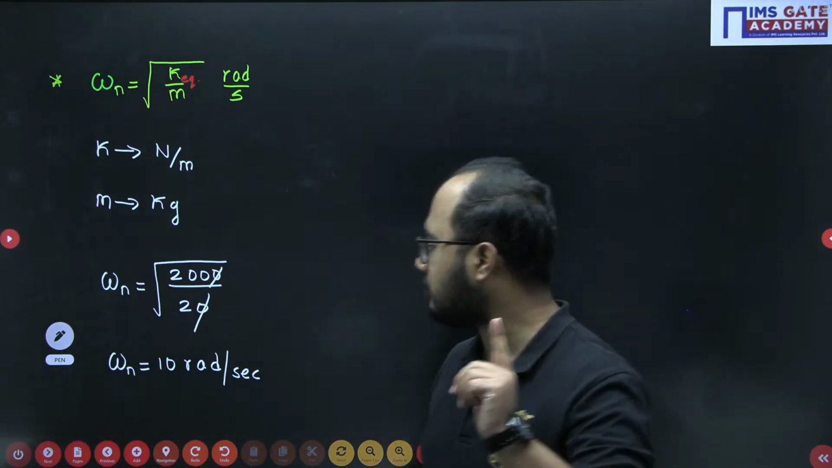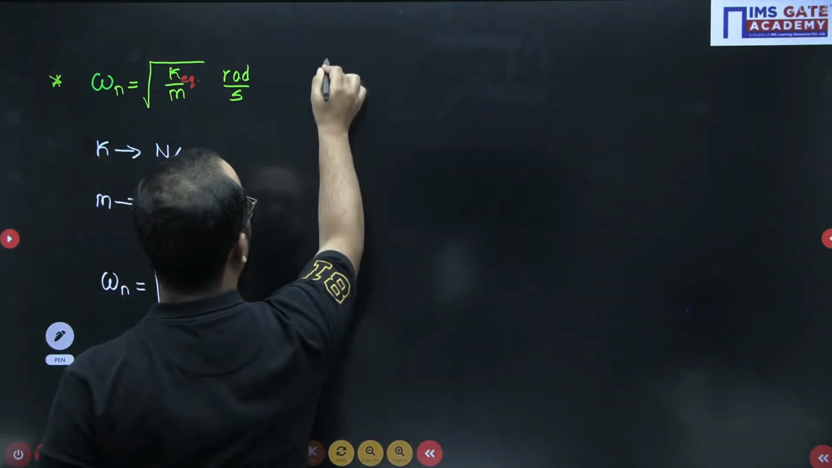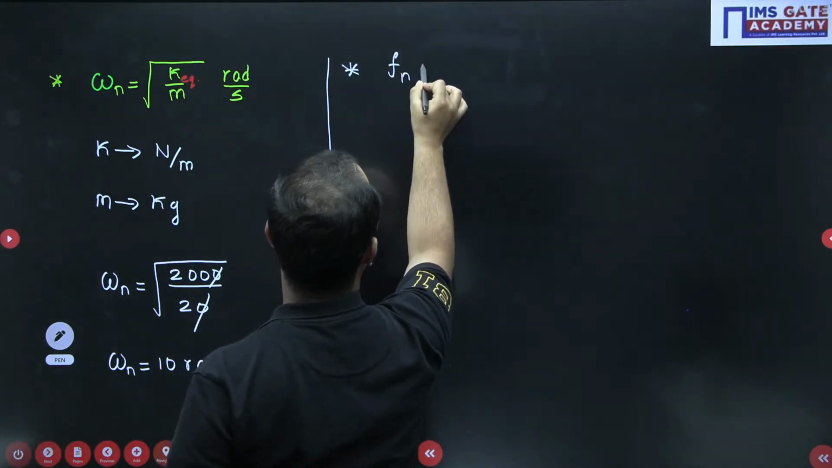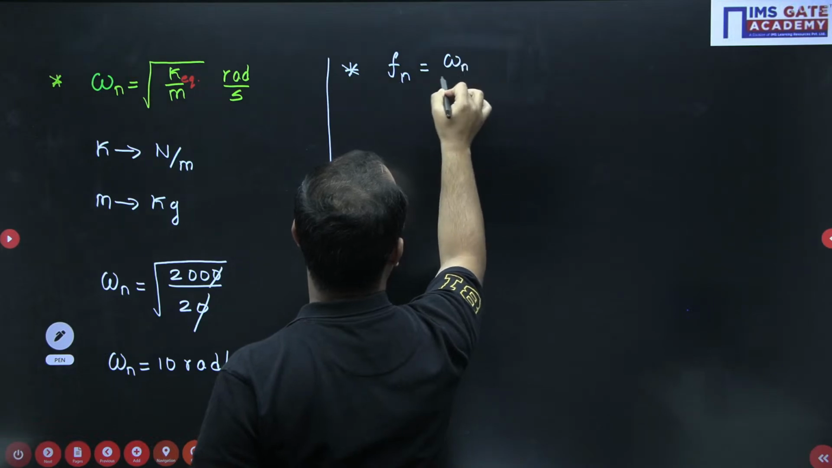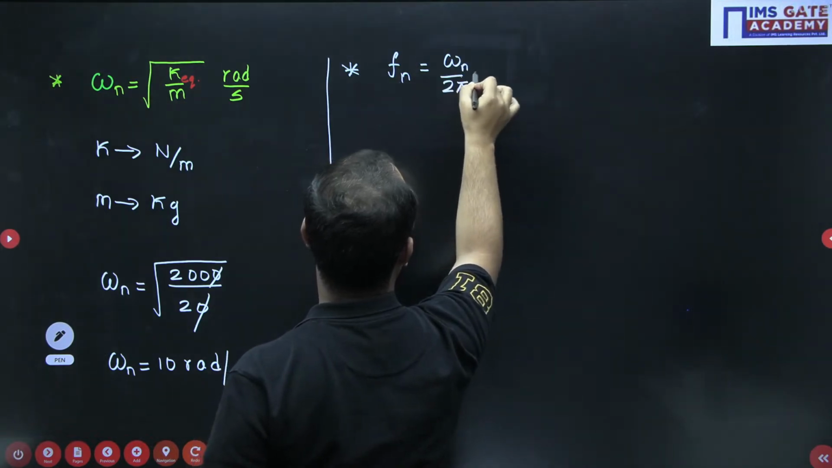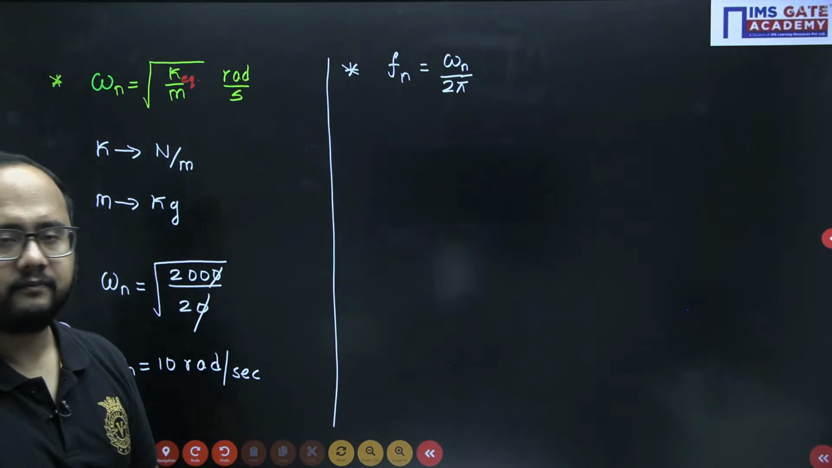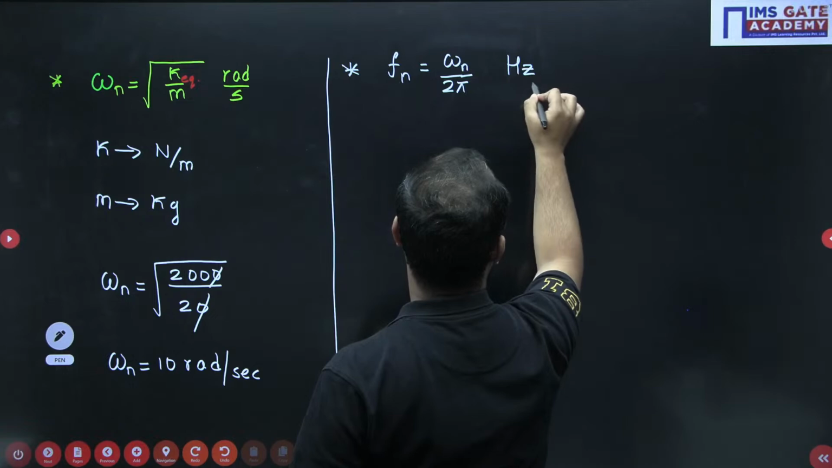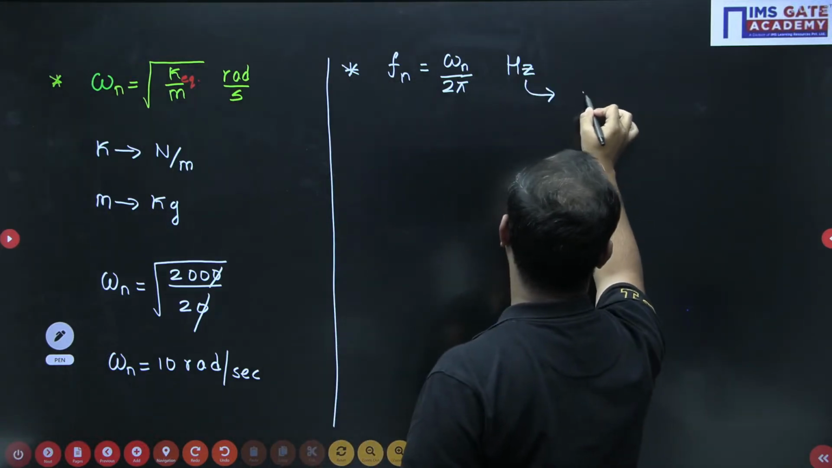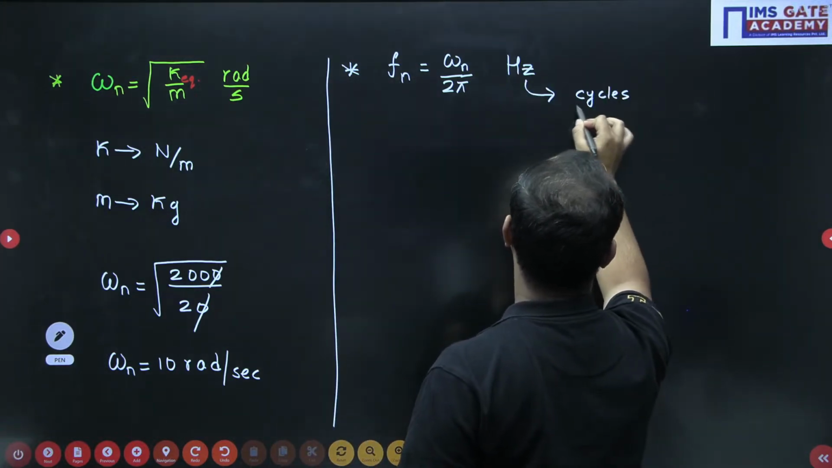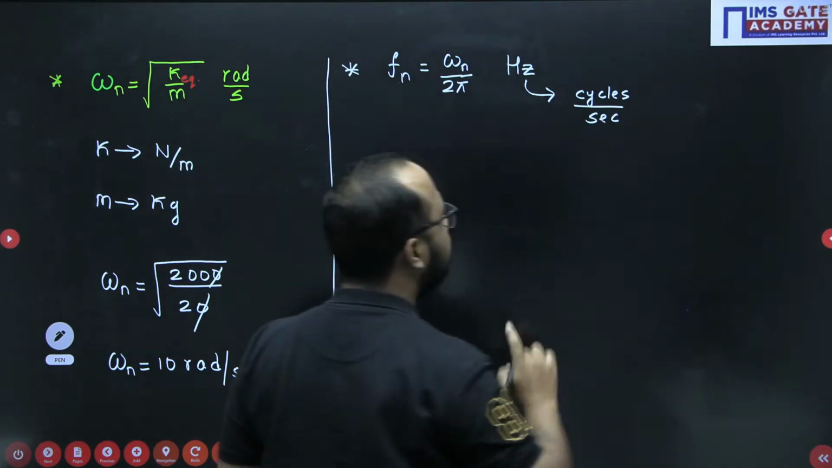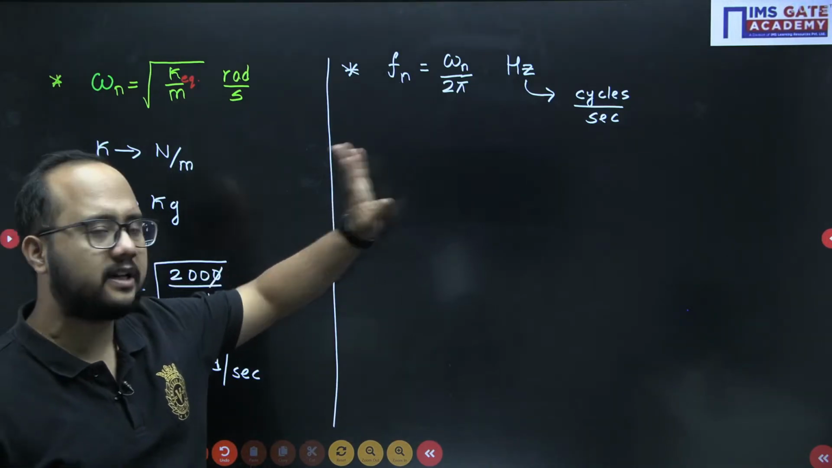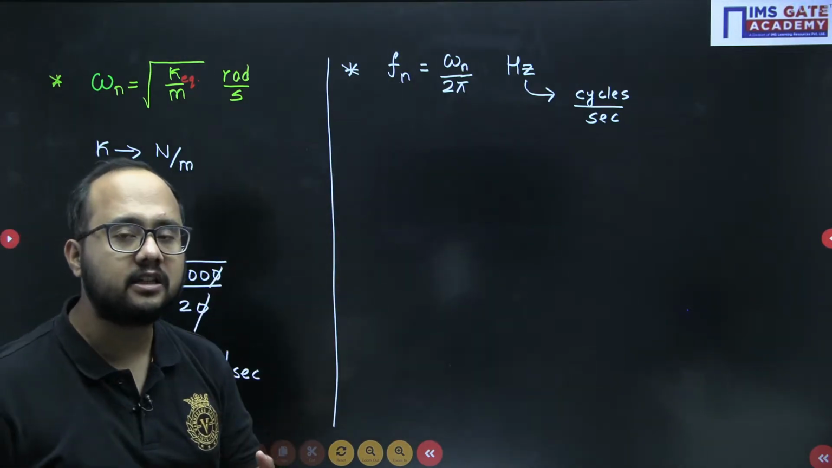That is also a way of calculating frequency, which is represented by Fn, which is nothing but omega n divided by 2 pi. Clear? Unit is hertz. Hertz is represented as cycles per second. Cycle of oscillation. Cycle is nothing but oscillation only. Number of oscillations per second. In 1 second, how many oscillations will it be having?